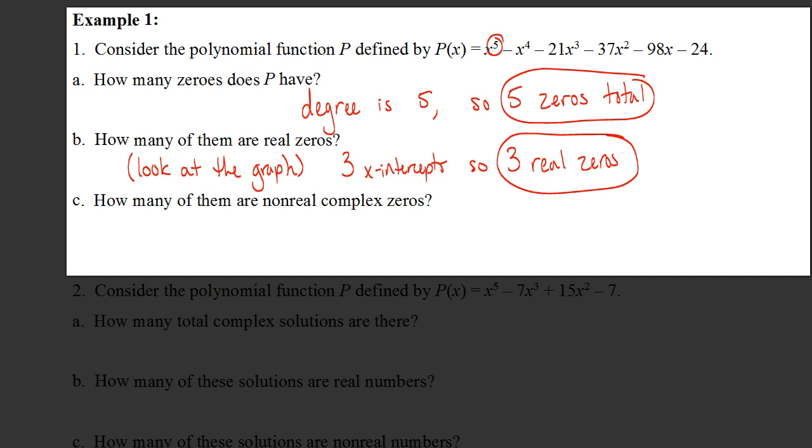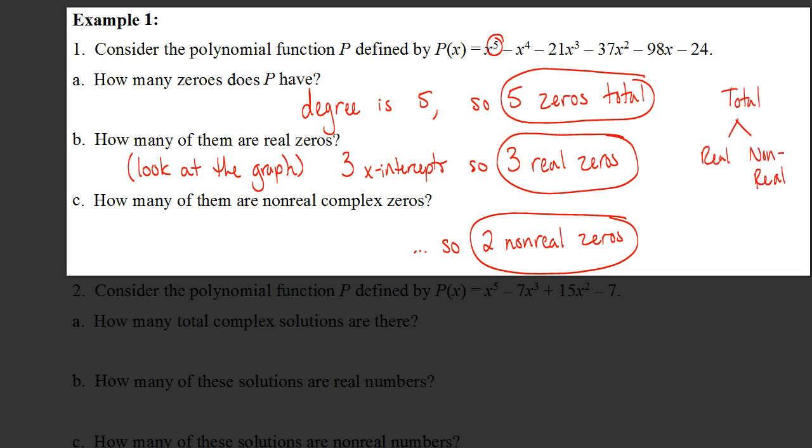Well, remember, there's 5 zeros total. If 3 of them are real, that means there's going to be 2 non-real zeros. And if you want a visual for why that is, remember we had that tree diagram on the previous page of our notes. We discovered that the total number of zeros was 5. So underneath there, the real and non-real have to add up to that total. If there are 3 x-intercepts, there are 3 real solutions, so there have to be 2 non-real solutions.